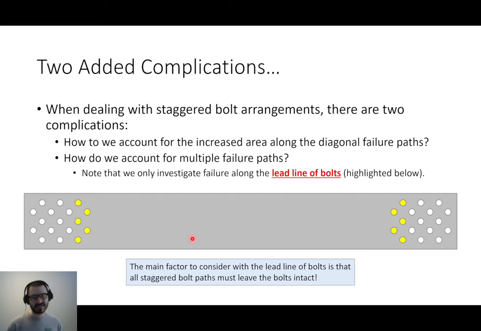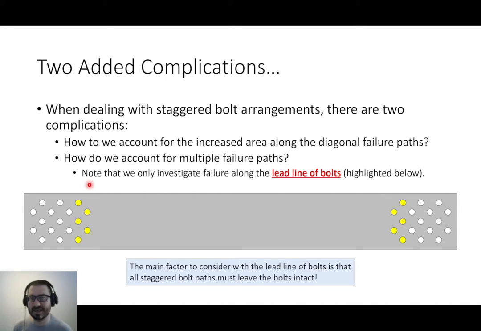The easiest way to explain what the lead line of bolts is, first off, I have an image here. In this image, the bolts that are shaded yellow, these ones up front, these are the lead line. But if you want a simple way of identifying the lead line, imagine that you were standing, let's say, in the middle of this tension member, looking towards the bolted connection, and you had a flashlight in your hands and shone it towards the connection. What bolts would the light hit? Well, it would hit these 5 up front.